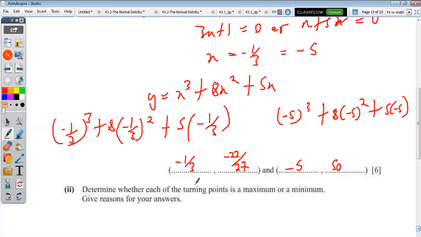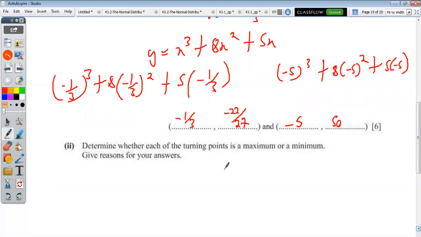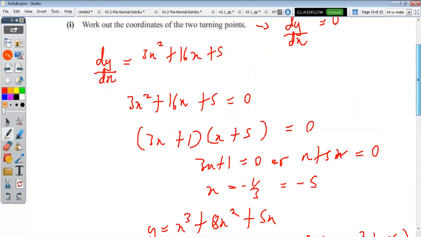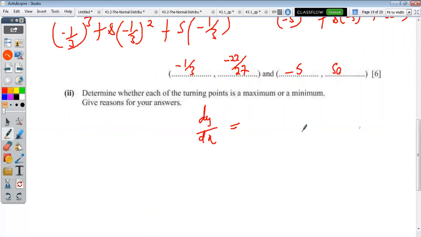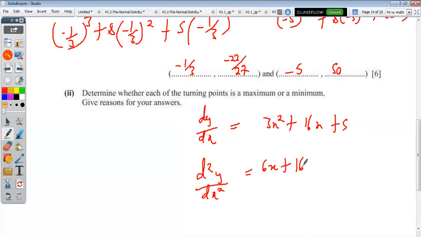Determine the nature of these two stationary points. We said we find the second derivative. We now know that the first derivative, dy over dx, is equal to 3x squared plus 16x plus 5. Let's go to the second derivative. I'm differentiating this again. So this is 6x. This is simply plus 16. Done. Then I use my values here.